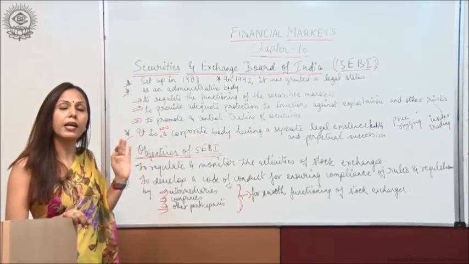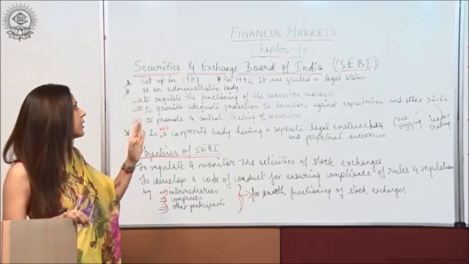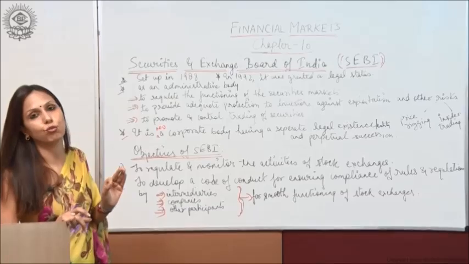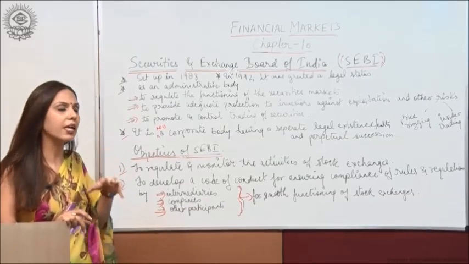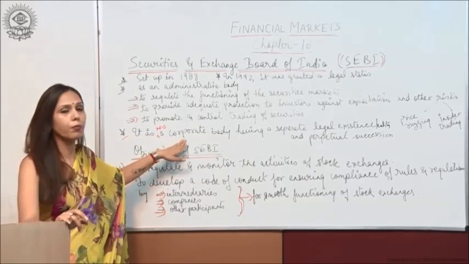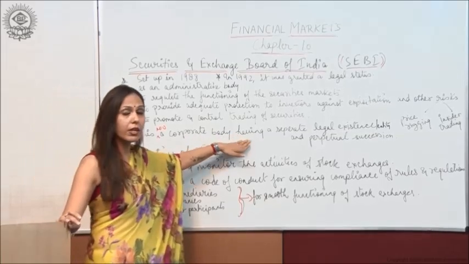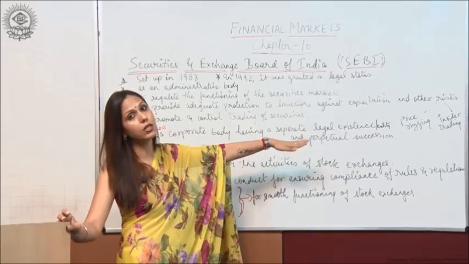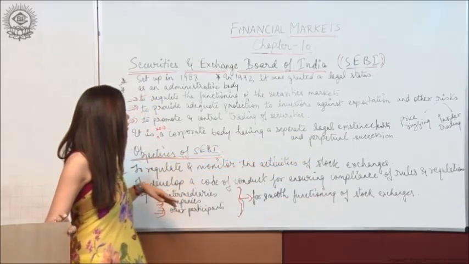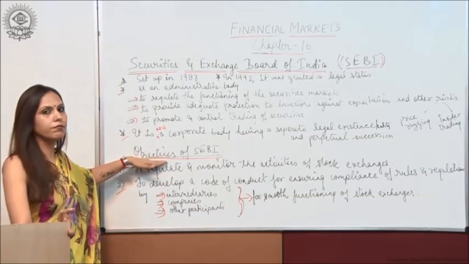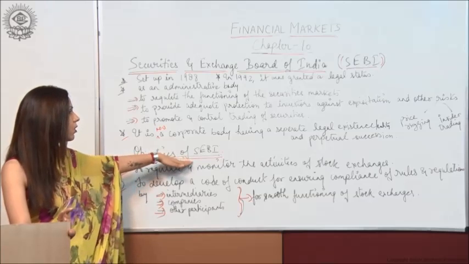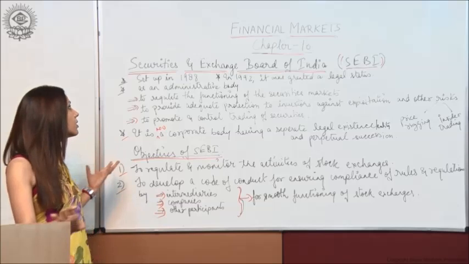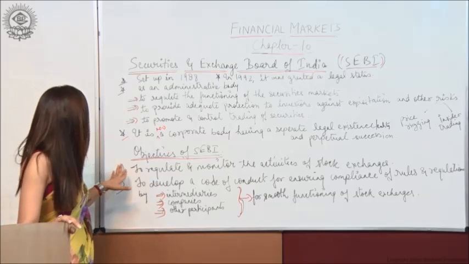Though it was set up in 1988, it was granted legal status in 1992. So we can say that now SEBI is a corporate body having a separate legal entity and perpetual succession, right? These are the several objectives of SEBI, why SEBI was established, why SEBI was set up.